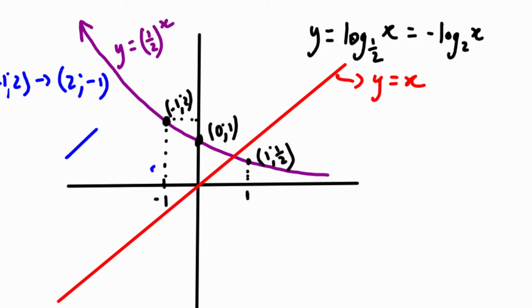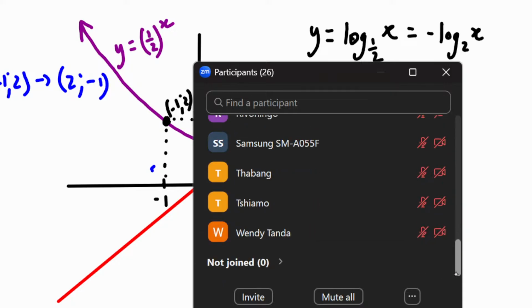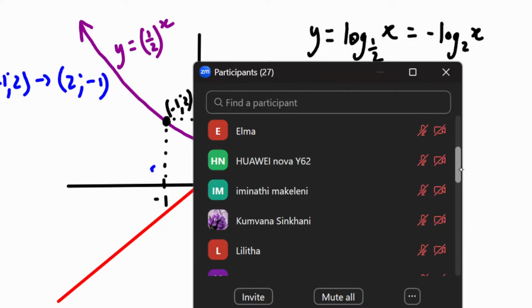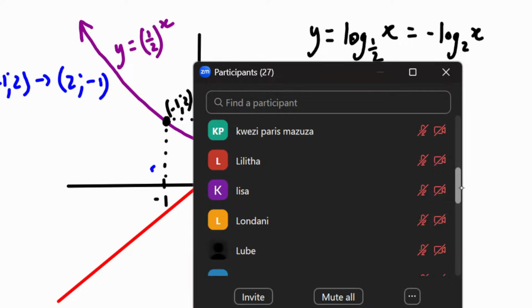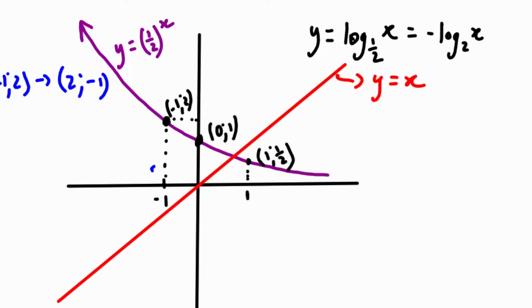All right. I see a hand here. Is there a question on the floor? Or was that by mistake? Was it Lisa or Lilita? Did I see a question? Are we fine?